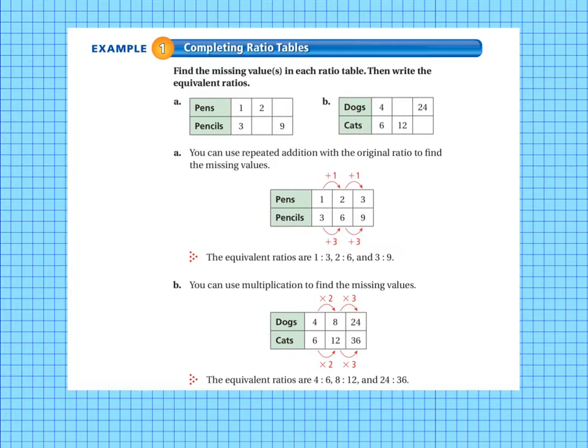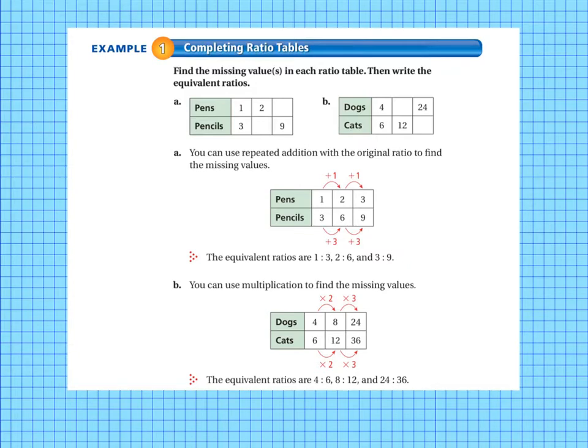So let's look at A. We've got pens to pencils, and we've got 1/3, and then we're missing the denominator for 2, and we're missing the numerator for 9. And B, we've got dogs and cats. We've got 4/6. We're missing the numerator above 12, and we're missing the denominator for 24.